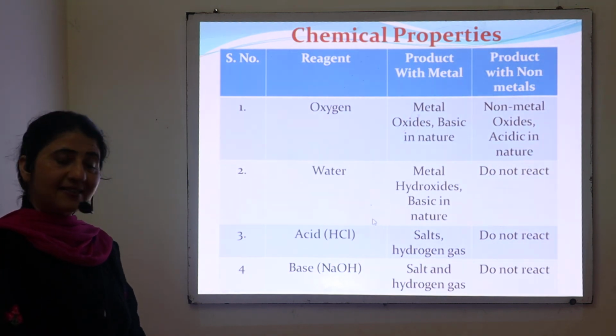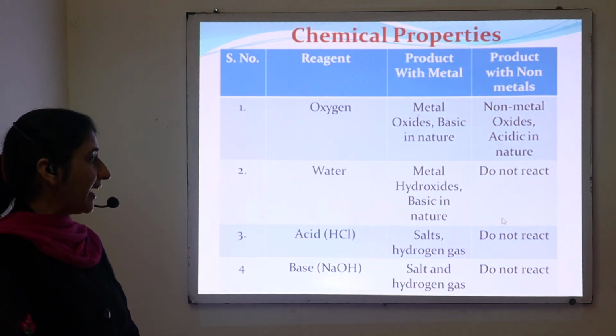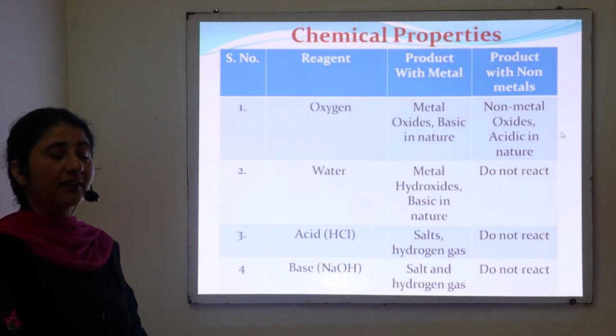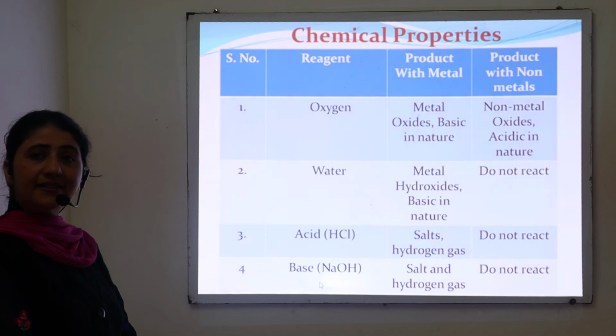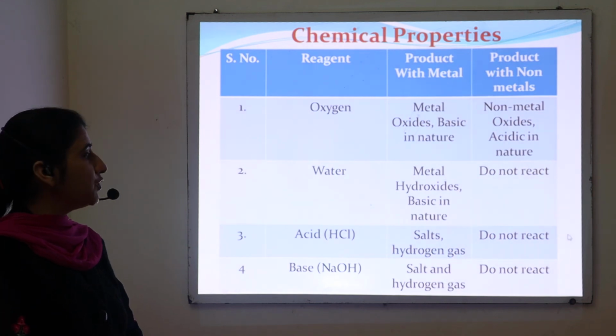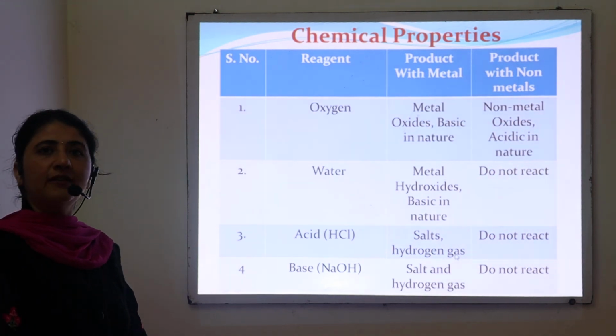Metal reacts with acid to form salt and hydrogen gas, whereas non-metals don't react with acid. And the last chemical property is that metal reacts with base to form salt and hydrogen gas, whereas non-metals don't react with bases.